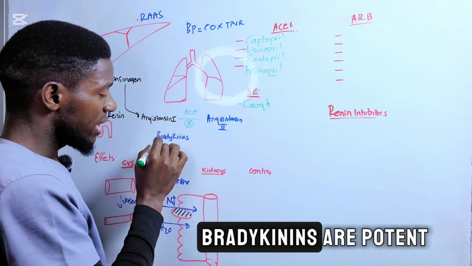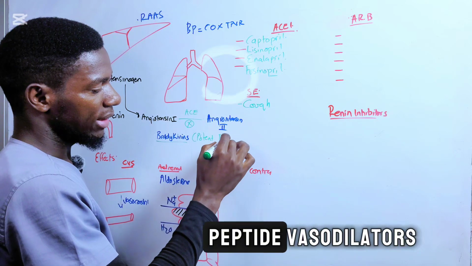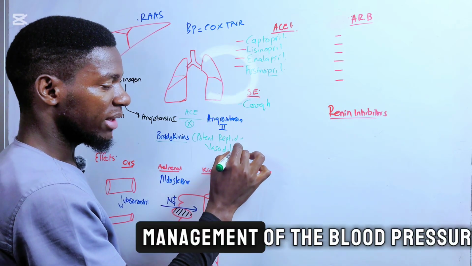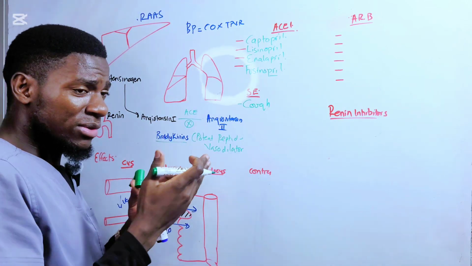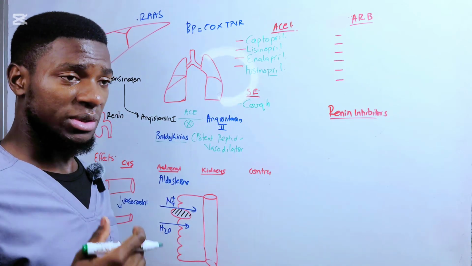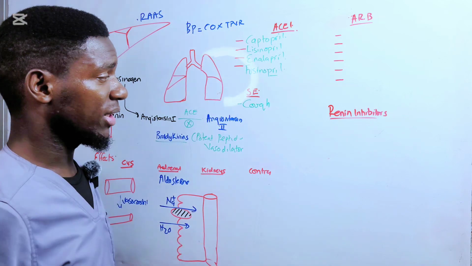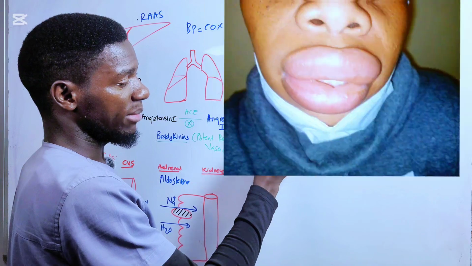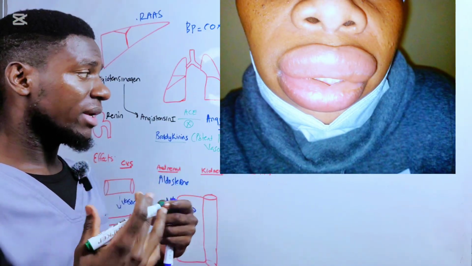In addition to that, bradykinins are potent peptide vasodilators. So they also play a role in management of the blood pressure because they are vasodilators. They decrease the peripheral vascular resistance. But because of this vasodilatory property, they cause what we call angioedema, because they stimulate production of prostaglandins, and in fact they are more potent than the histamines and acetylcholine. So we have angioedema, whereby someone gets edematous, the lips have become very big and everything.